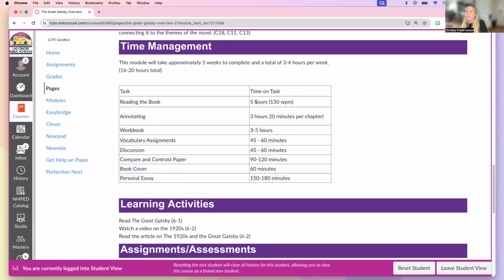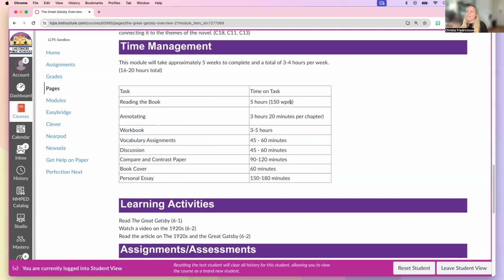The nice thing about this book is it's very short. If you were to listen to the audiobook, it would take less than 5 hours, or if you were reading at 150 words per minute, which is on the slower end for students about your age. So don't worry about the book being too long. It's quite a short book.